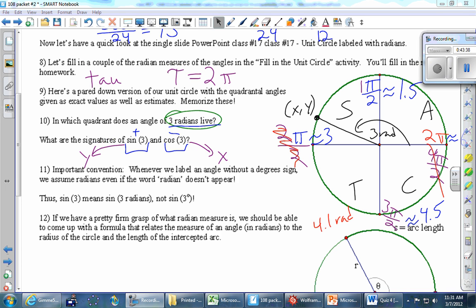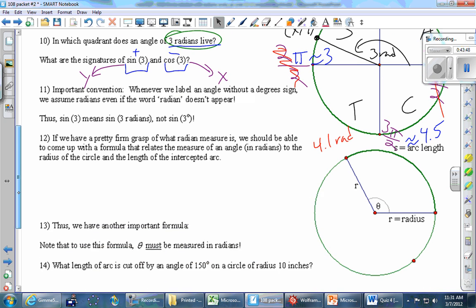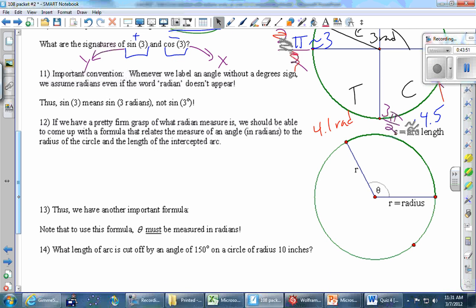Okay, and then we will go to, oh, this is perfect. Todd, can you read 11? Okay, so this is what Todd was asking about. Do you need to write radians every time? No, you don't need to write it any time. But if you mean degrees, you better put a little degree symbol up there, because without it, I think you're talking about radians.